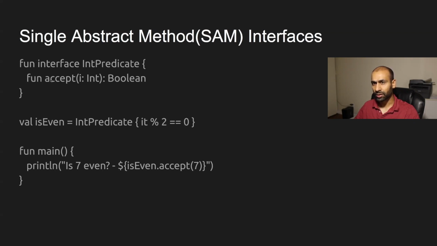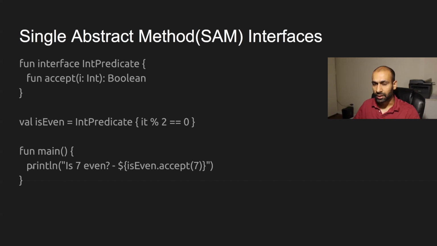So all of this, like fun accept, does not need to be written. We understand that the parameter would be represented by it, and this is the body for the only function that we have. There are no multiple functions; it's just one function, and this is very similar to SAM interfaces in Java, or functional interfaces in Java.